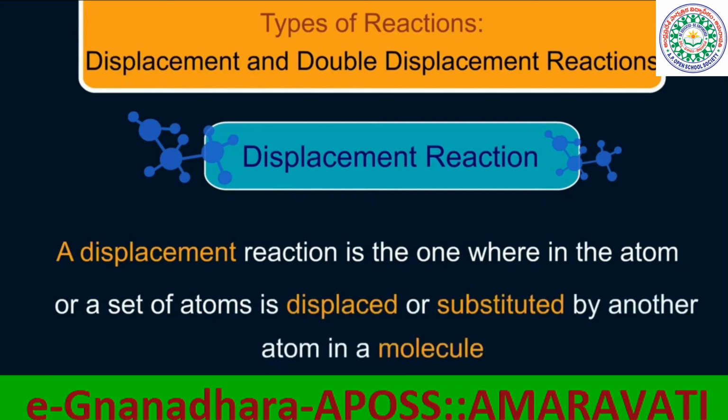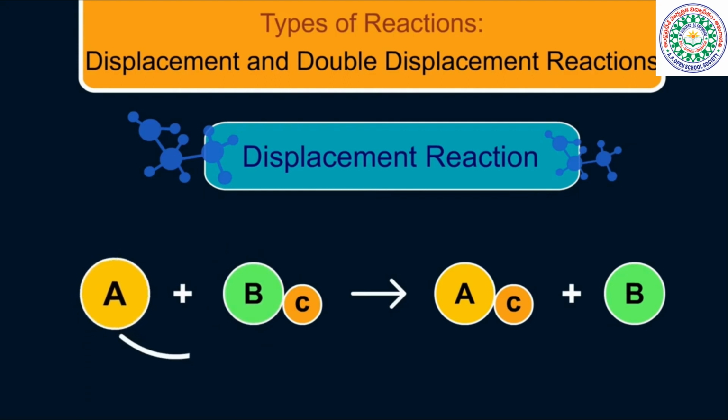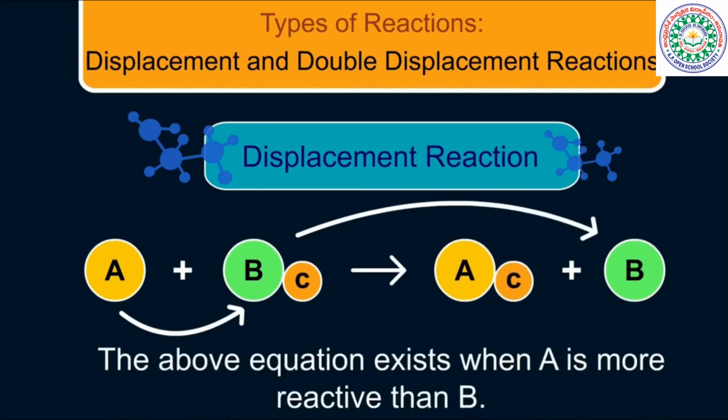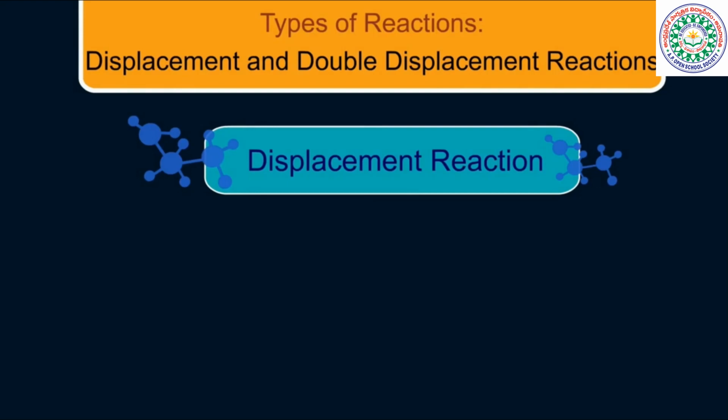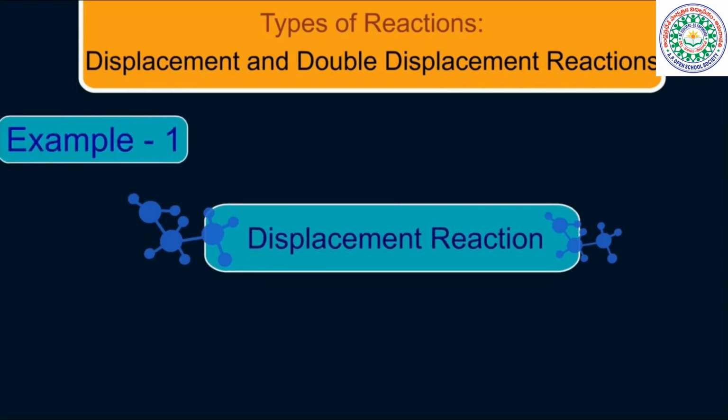atom in a molecule. For example, suppose A is more reactive than B. Then A can displace B from BC and form AC, as shown in the reaction. Let us now understand the displacement reactions with the help of an example.